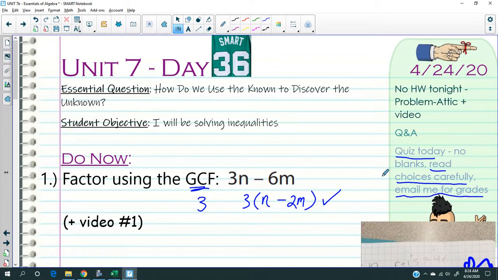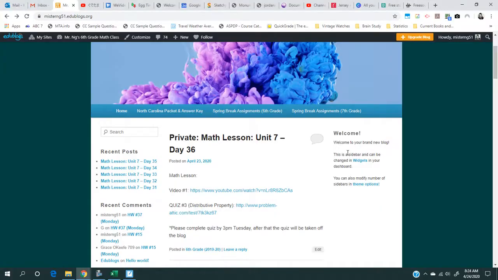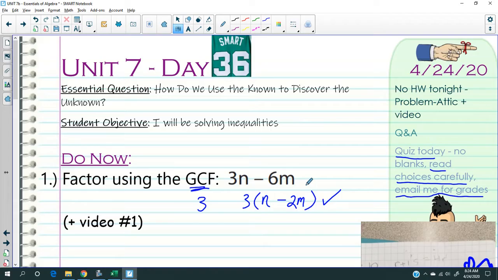Okay, I think right now that's the best I can do. And then you have until Tuesday on the blog. What does it say on the blog? You have until Tuesday 3 p.m. to complete the quiz. After that, I'm going to remove the quiz from the blog because I want to go over the questions. So if you finish it before that, that's all I've got to say.